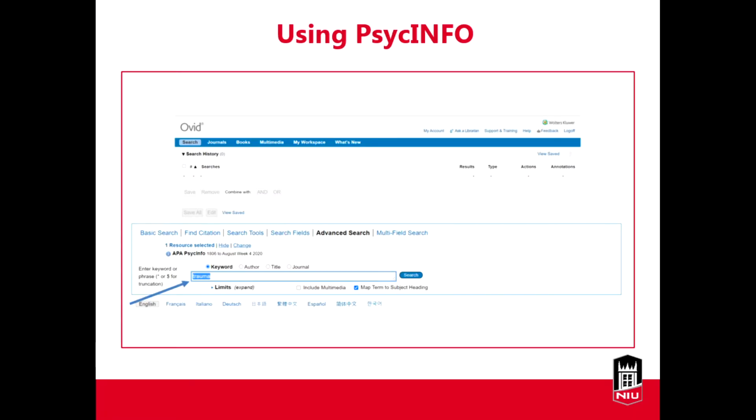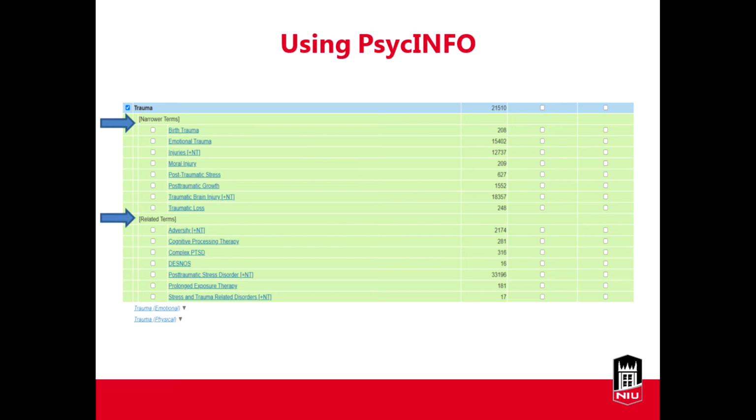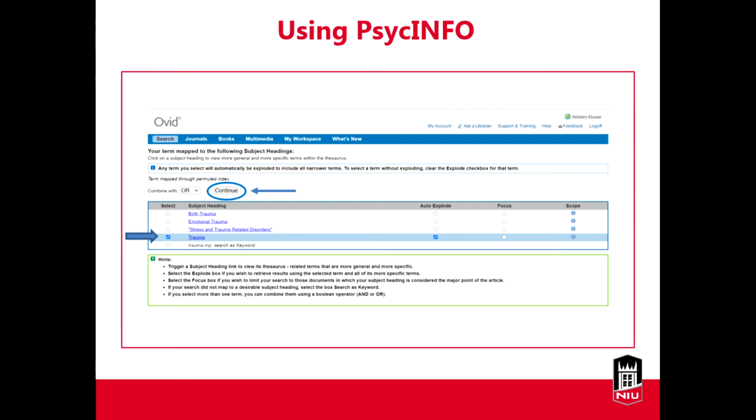Unlike other databases that search for keywords, the default search in PsycINFO is set to return a list of subject headings related to the term or concept you chose. For example, if you type the term trauma into the search box and click search, you would see possible subject headings. Click on the subject headings link to view a list of related subject headings. These may be broader, narrower, or related terms. Select all of the subject headings that seem relevant, and then click Continue. We will keep the broad subject heading Trauma.